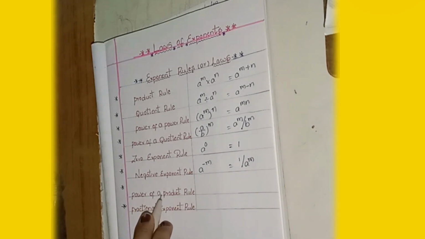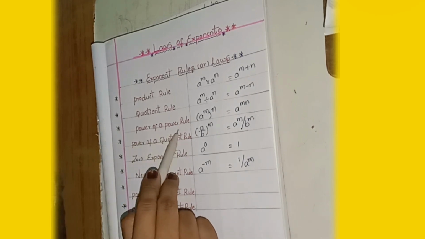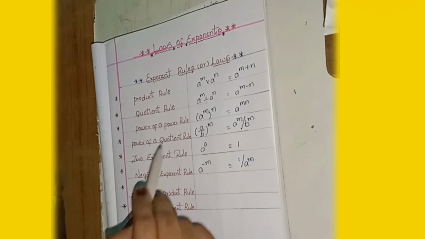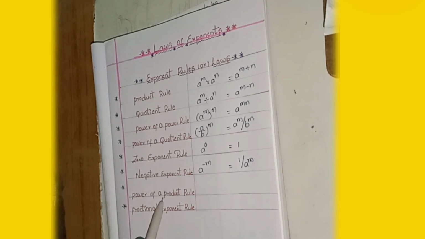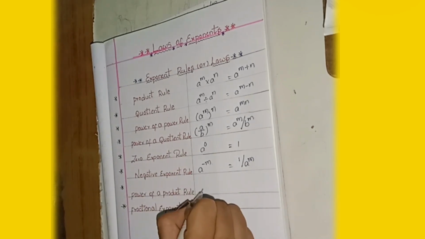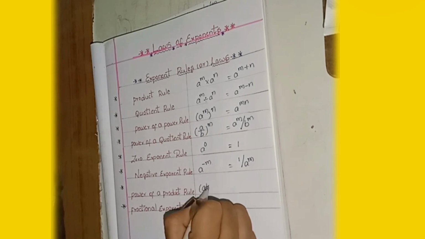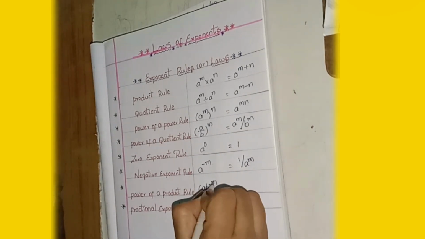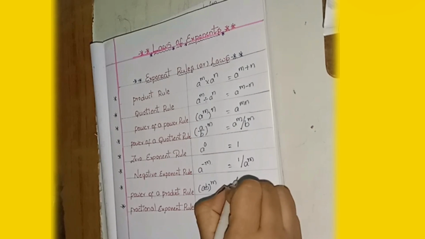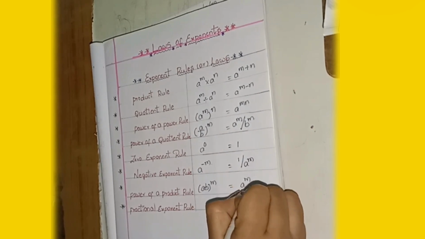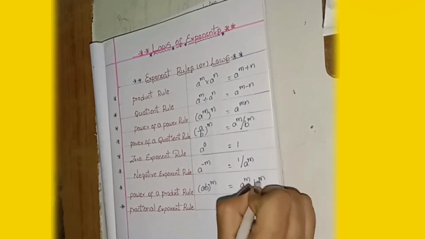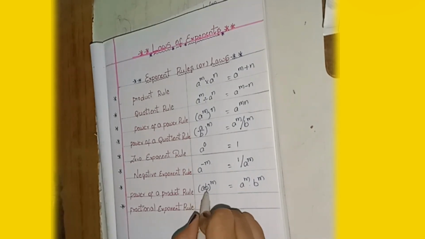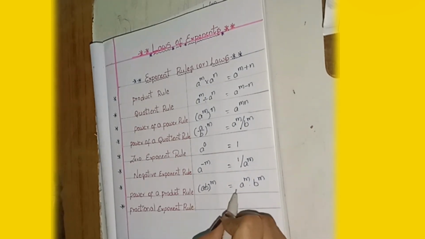Power of a product rule. Here we have seen the power of a power rule, power of a quotient rule and power of a product rule. ab whole power m is equal to a power m into b power m. So ab whole power m is a power m into b power m.